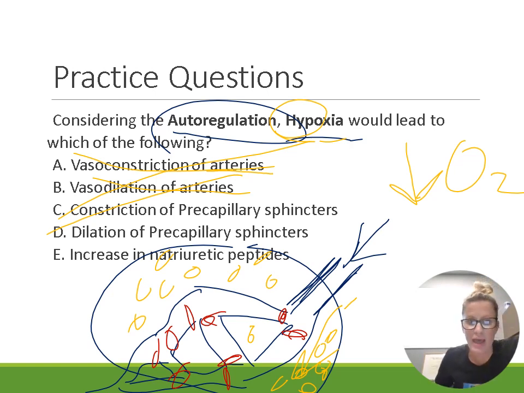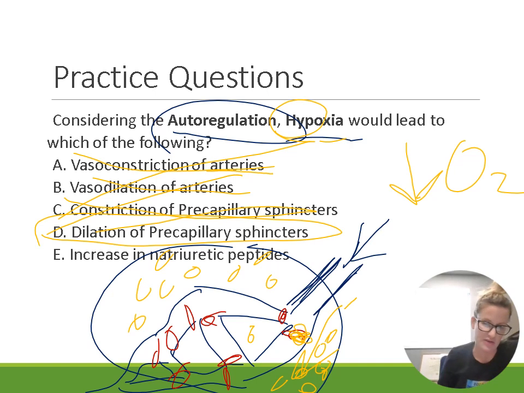Constriction of precapillary sphincters. Okay, precapillary sphincters are now at least in the realm of autoregulation. But if this precapillary sphincter squeezes tight, that's going to decrease blood flow, right? I'm not going to have as much blood. And the problem is I need more blood, not less. So constricting the precapillary sphincters is going to worsen my problem.